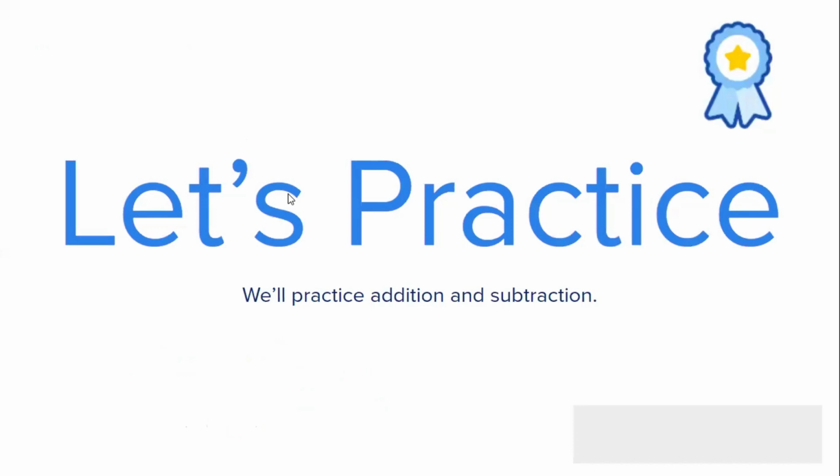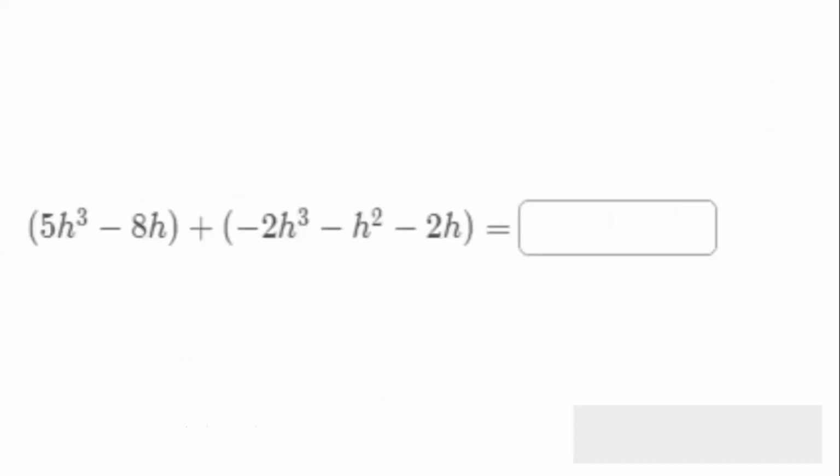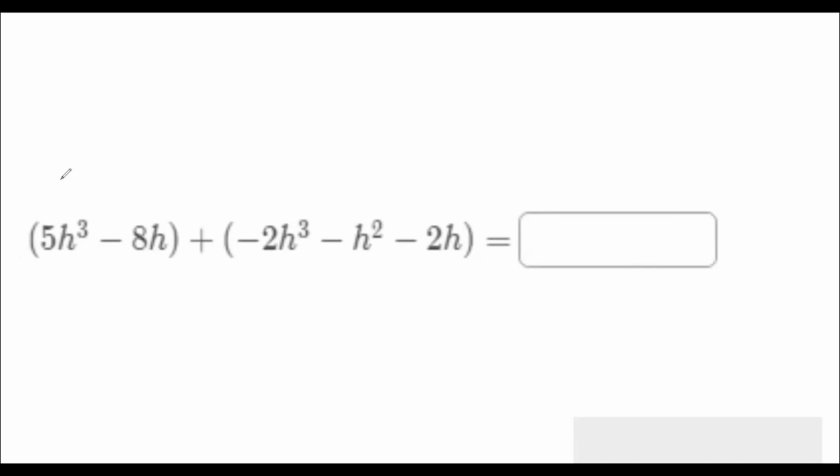So there's some practice problems if you wanted to pause the video and try them on your own. If not, I'll just talk through them. So we have a binomial right here and a trinomial right here. So we're just going to be adding them, and this is the horizontal method. So you would just get rid of the parentheses and combine like terms.